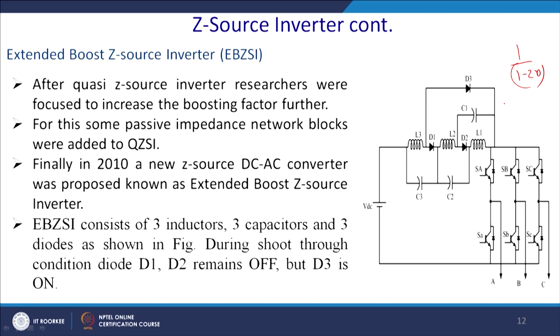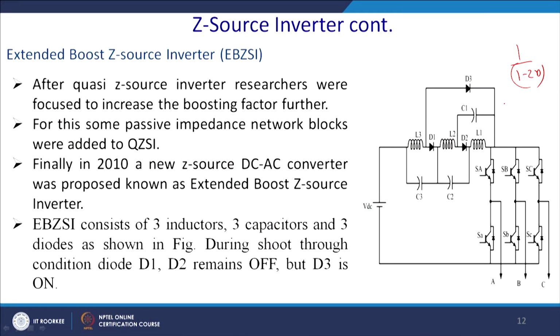Now, this is the extension of the quasi Z source inverter, that is called the extended boost Z source inverter. After the quasi Z source inverter, researchers focused on increasing the boosting factor further. So, how can we boost this ratio, that is 1 by 1 minus 2 D? It is limited to some value. This value is basically 0.5, and can we get it at a reduced value?